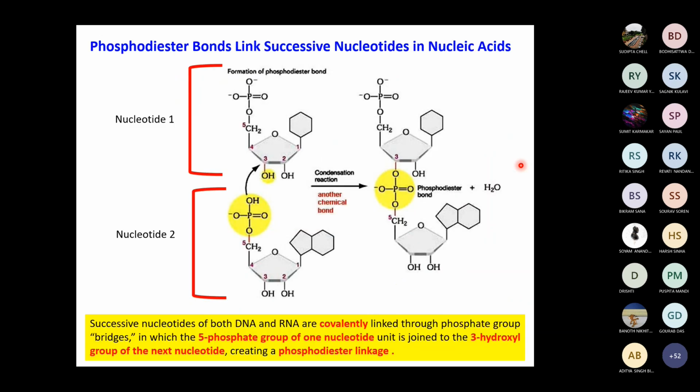See how the phosphates are linked and what the bonds are in nucleic acids. So we have talked about the bonds in carbohydrates. What are the bonds in carbohydrates?